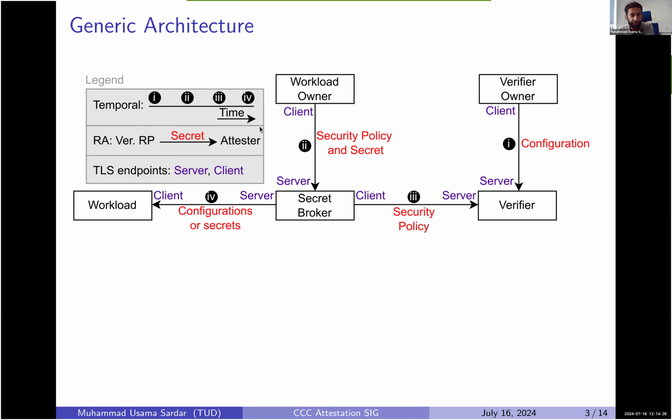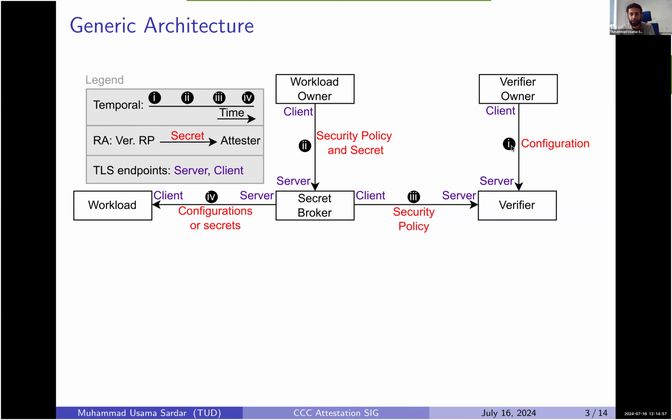So having understood the main blocks in this, the legend shows that temporally, on the time scale, it will happen in this order: the verifier owner providing the configuration, the workload owner providing the security policy and secret to the secret broker, and then the secret broker providing the security policy to the verifier, and then finally the secret broker providing the configuration and secret to the workload.